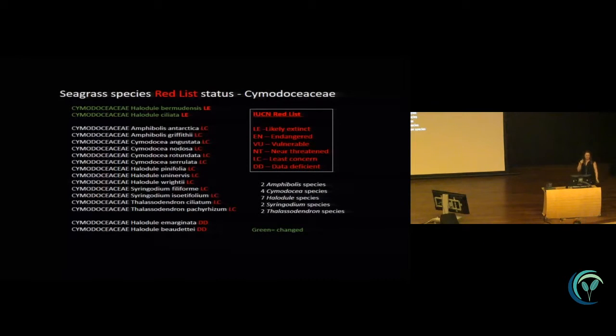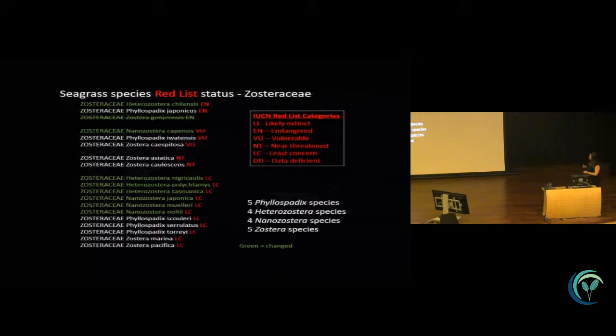I can't hear. I'm so deaf. I'm sorry. Why is Heterozostera chilensis endangered? It's only 2. Tim could actually speak to this, so I don't put my foot in it. Heterozostera chilensis, I would say, doesn't exist. It's Heterozostera nigricaulis. The reason that Fred probably wants to keep it is because it's those 3 populations in Chile, and that's all.